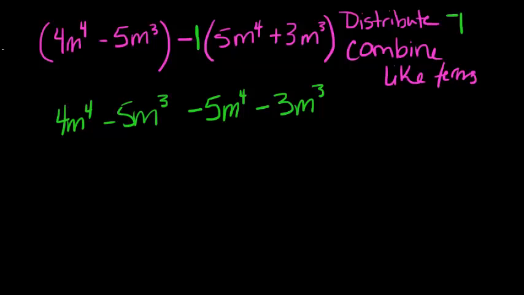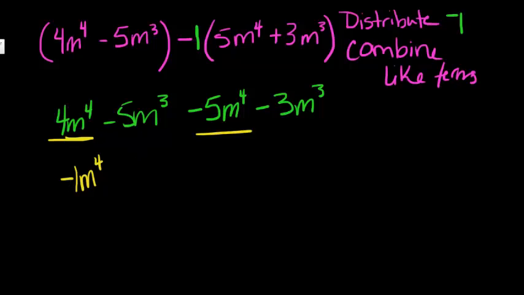And now we combine like terms. We're going to start with the highest degree, which is the 4. So we have 4m to the fourth minus 5m to the fourth. That gives us negative m to the fourth. We're combining like terms. Exponents don't change. 4 minus 5 is negative 1. If you write that negative 1 in there, it's not wrong. It's fine either way.